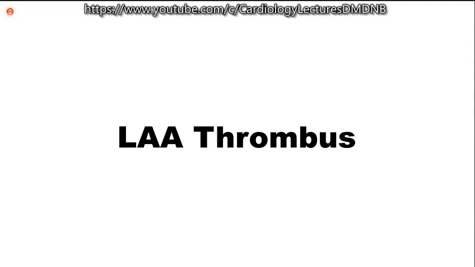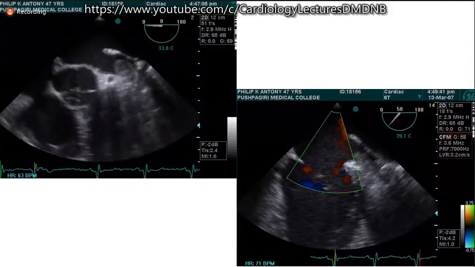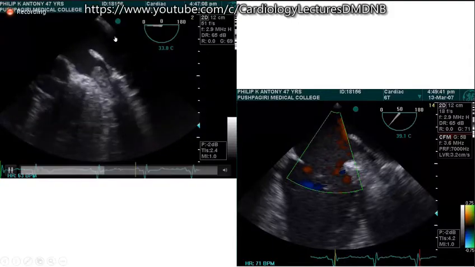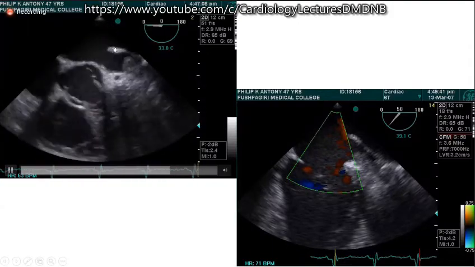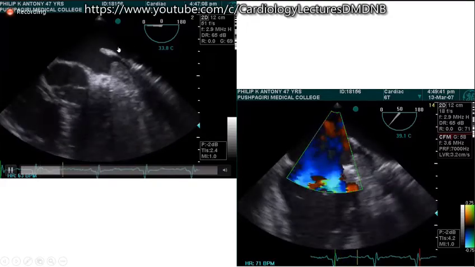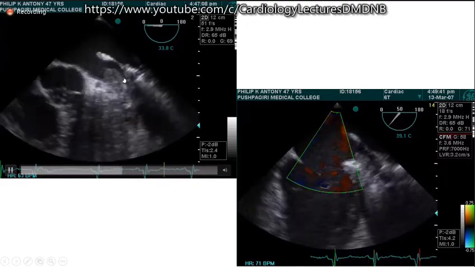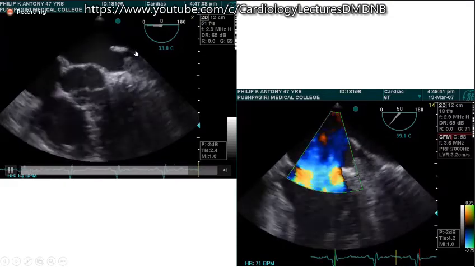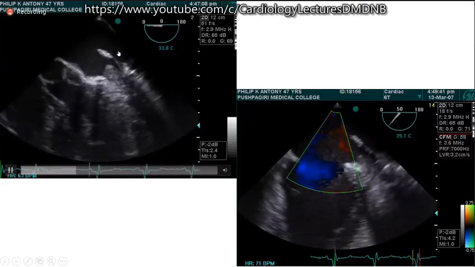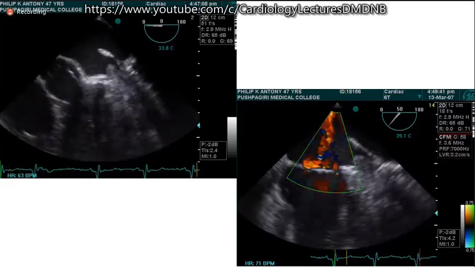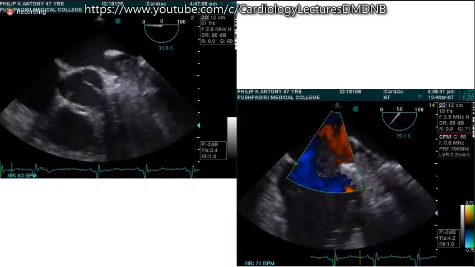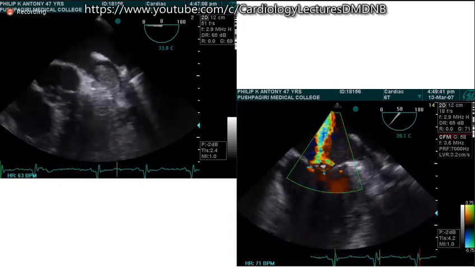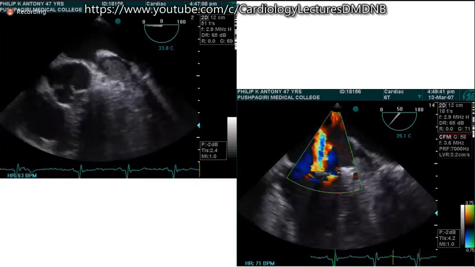It is a left atrial appendage thrombus. You can see here there's a thrombus in the left atrial appendage in a transesophageal echo. What is this structure just above the left atrial appendage? Any one of you? Those who are doing transesophageal echo, you can very clearly make it out.